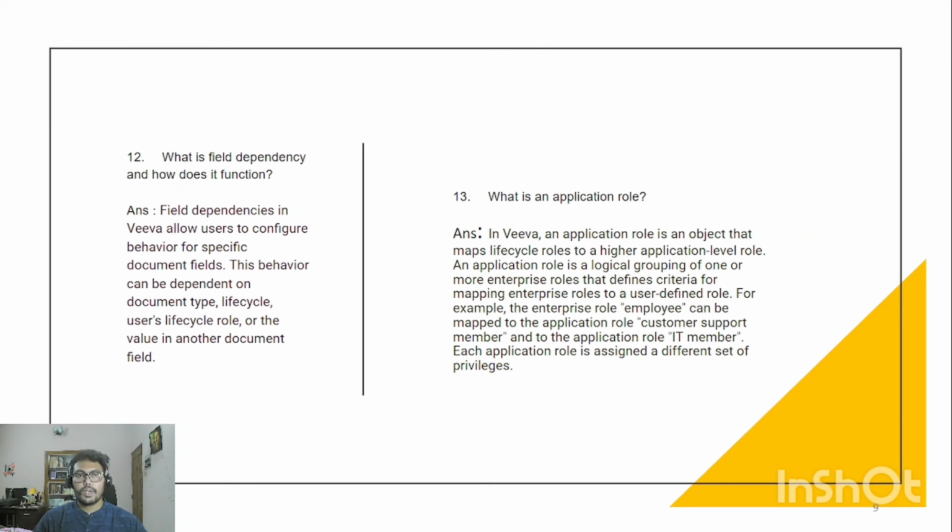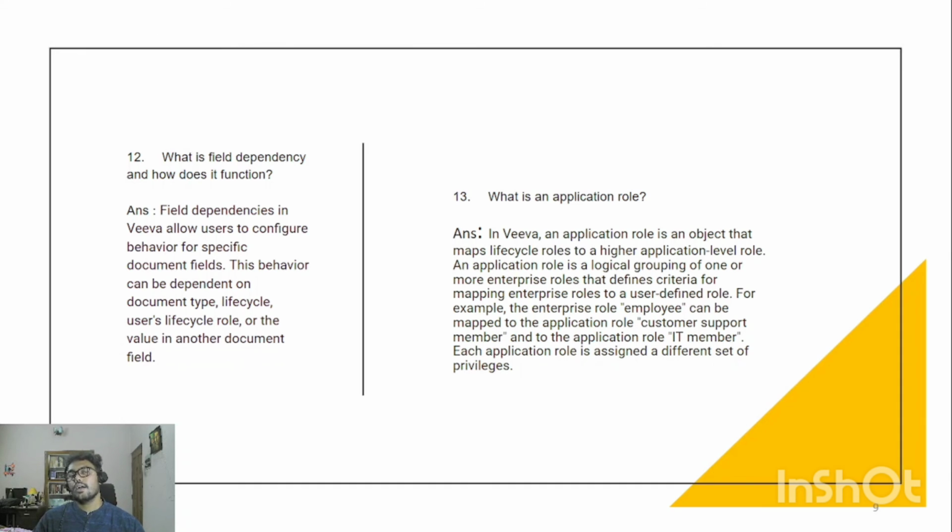So the next question is, what is field dependency and how does it function? Field dependency means, as the term says, one field is dependent on another field. Some fields work as controllers and some fields work as dependents. The standard way to explain it: field dependency in Veeva allows a user to configure a behavior for a specific document field. This behavior can be dependent on the document type, lifecycle, user lifecycle role, or the value in another document field, right?